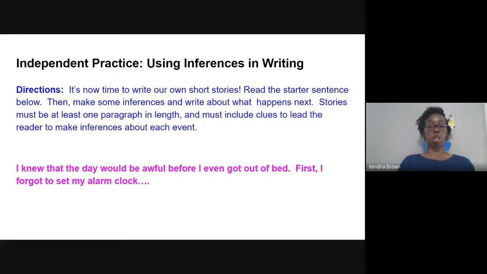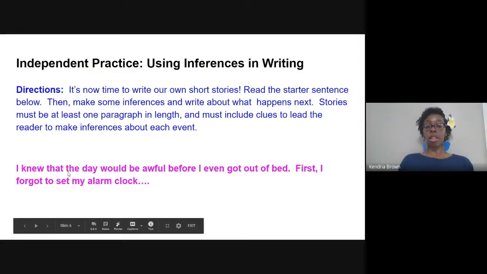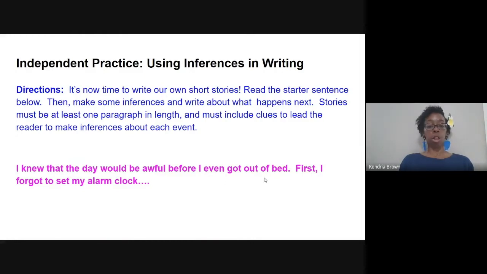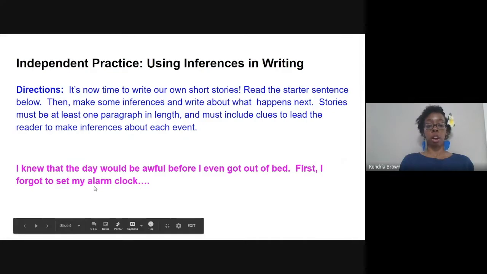So here's our starter sentence. "I knew that the day would be awful before I even got out of bed. First, I forgot to set my alarm clock. The rest of it is on you."